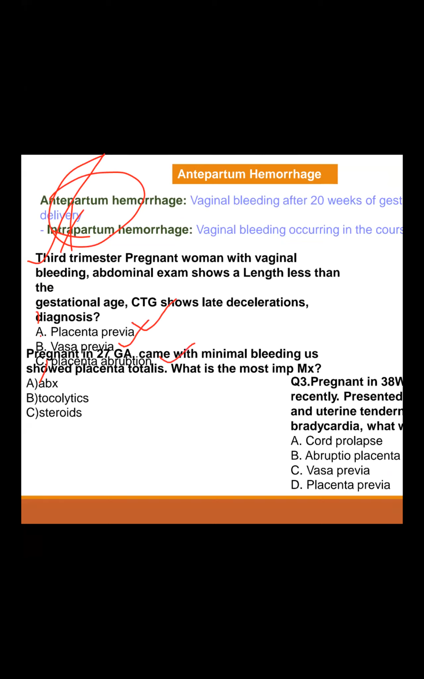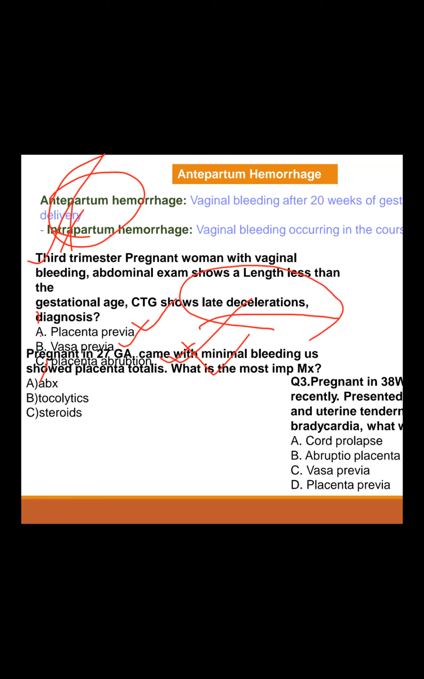Third trimester pregnant woman with vaginal bleeding, abdominal exam shows fundal height less than gestational age, CTG shows late decelerations. Diagnosis: placenta previa, vasa previa, placental abruption. Ma'am, late decelerations is placental abruption. Excellent. So see, there is no pain there. Yes, ma'am, only late deceleration, like your first case.